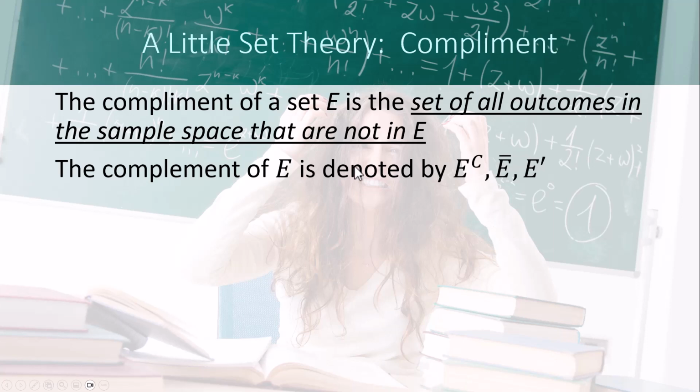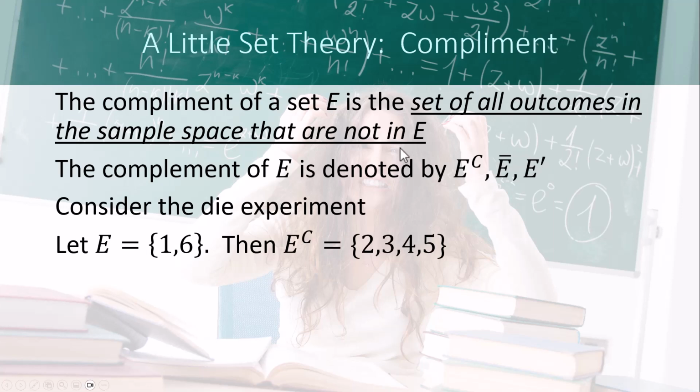The complement is typically denoted by a superscript C, sometimes by a bar over top, and sometimes by an apostrophe. As an example, consider the die experiment. In the die experiment, the sample space consists of the values 1 through 6. So let E be the elements 1 and 6. Then its complement is all the elements in that sample space that are not in E.